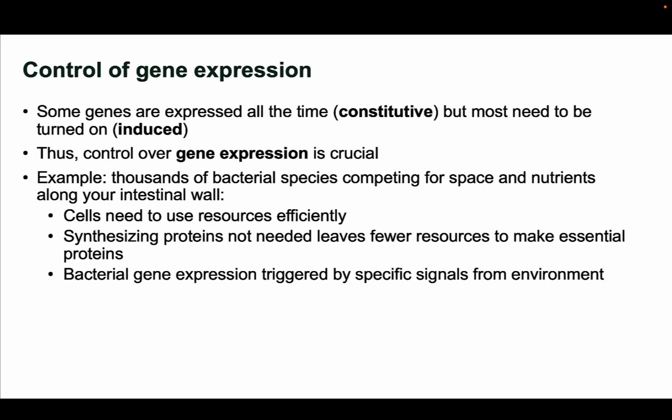So why is this important? So consider the thousands of bacterial species competing for space and nutrients along your intestinal wall. And the cells need to use resources efficiently. So synthesizing proteins it doesn't need leaves fewer resources to make essential proteins. So bacterial gene expression needs to be triggered by specific signals from the environment. We're going to talk about one of those examples, the lac operon, in class.